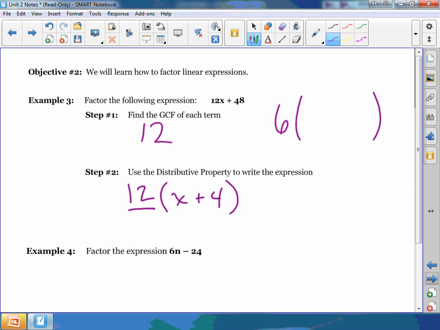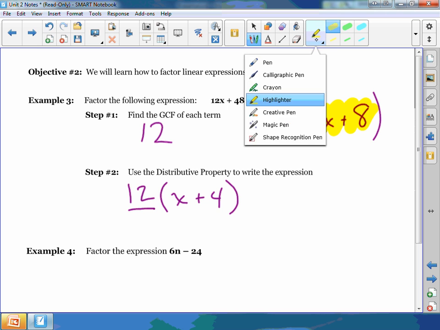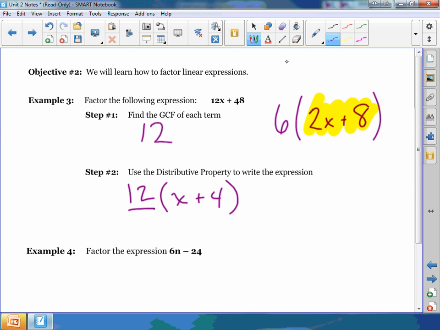If I had 6 groups, what would be inside my parentheses here? 6 groups of what? Bryce? Eight. Good. Now, do you guys know, maybe not, do you know how to look at this expression and determine if you've actually fully factored this expression? Because what I've highlighted there will tell you either yes or no. Did I factor it completely or did I not?